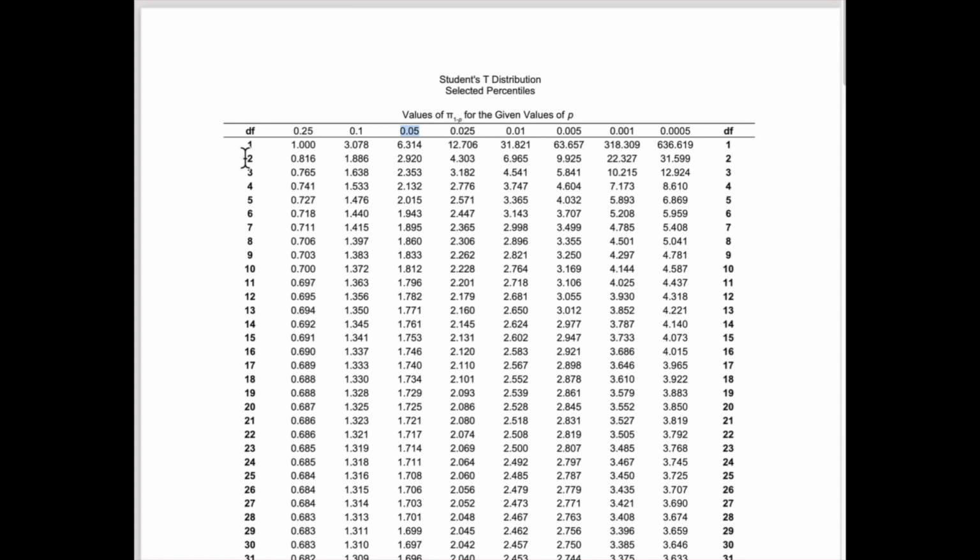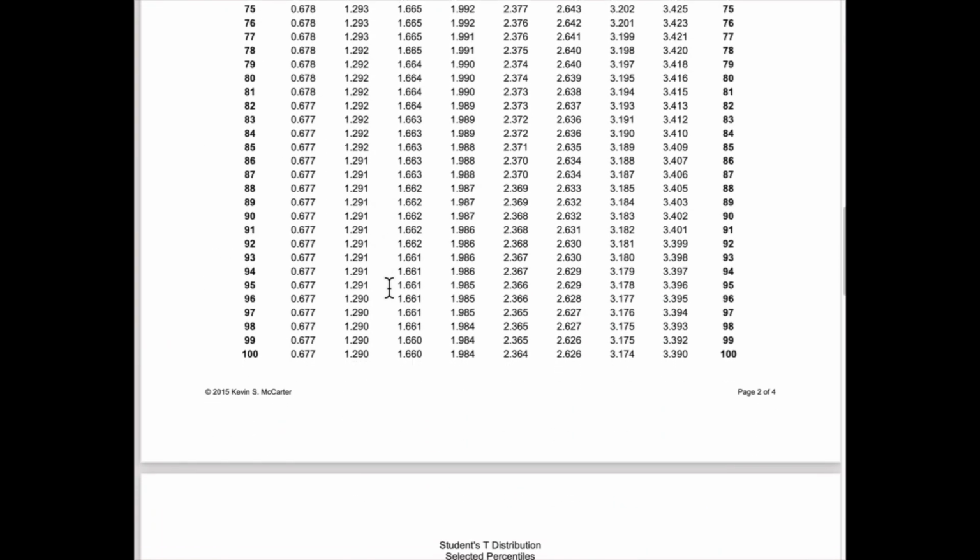If you've got 2 degrees of freedom, then the upper fifth percentage point for the t distribution with that many degrees of freedom is 2.920. And you can see here that as you increase the number of degrees of freedom, the upper fifth percentage point of the t distribution with those degrees of freedom is decreasing.